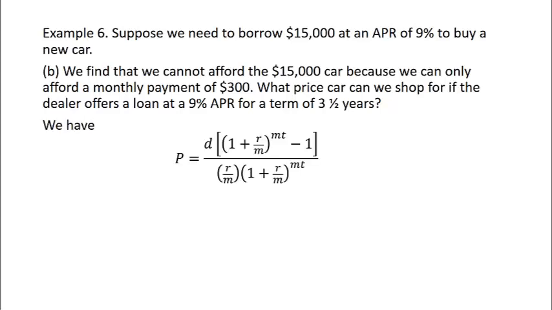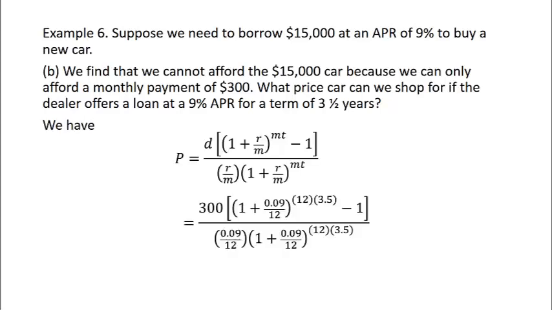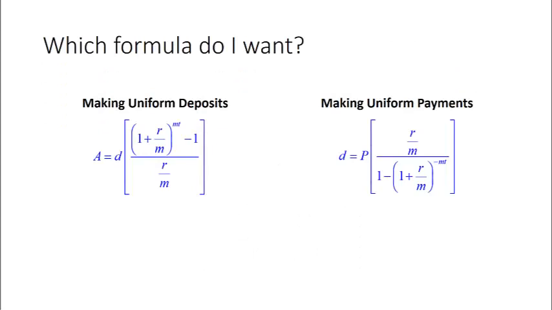This time, we'll want to use this formula. Plugging in all of our details, a monthly payment of $300, again an APR of 9%, and the term of a loan of 3.5 years, we see the price we should be shopping for is $10,774.11. One of the hardest things in this section can be determining which formula you want to use.